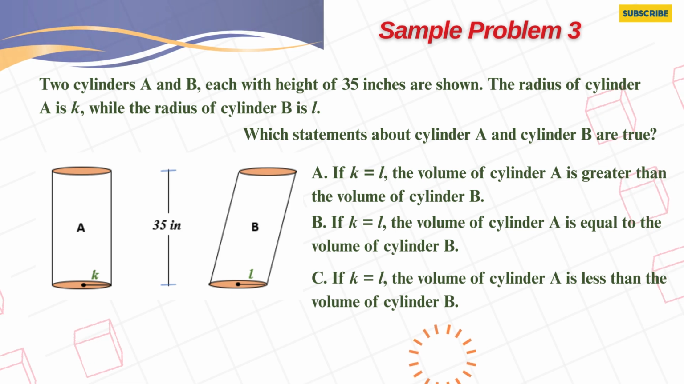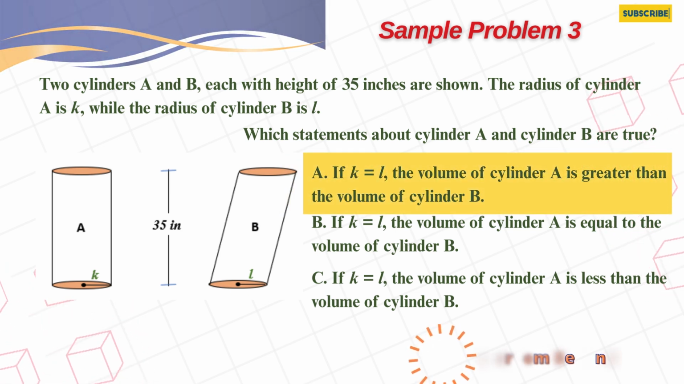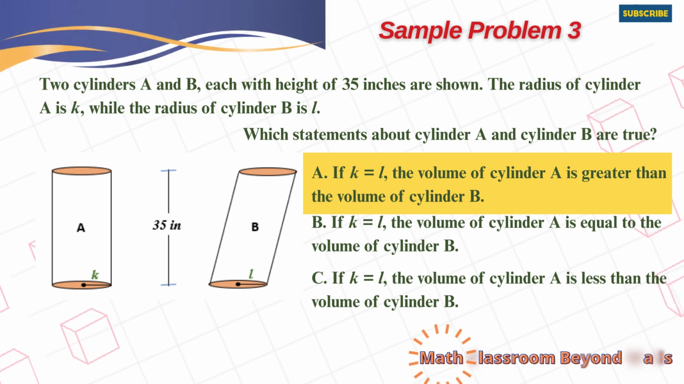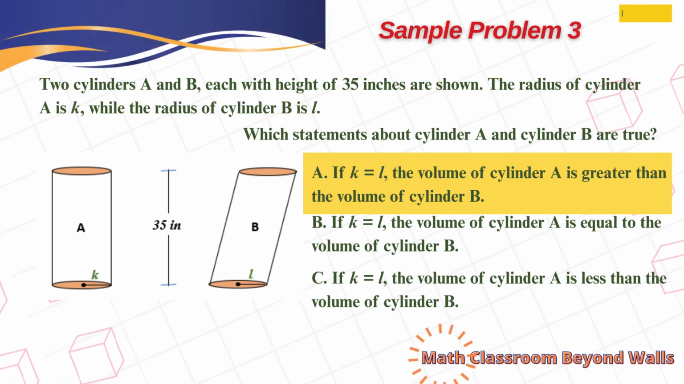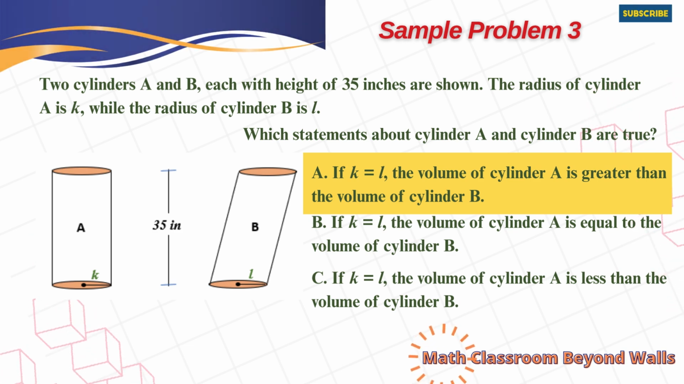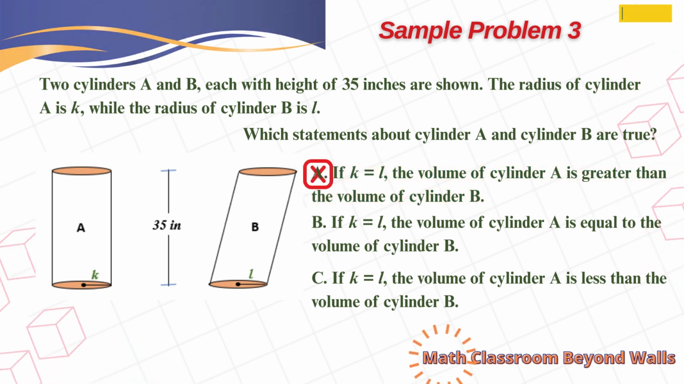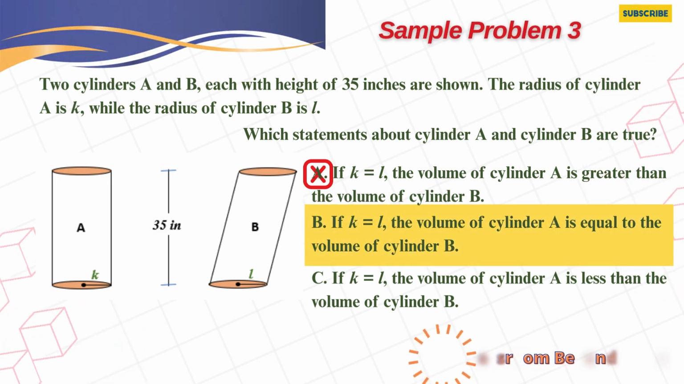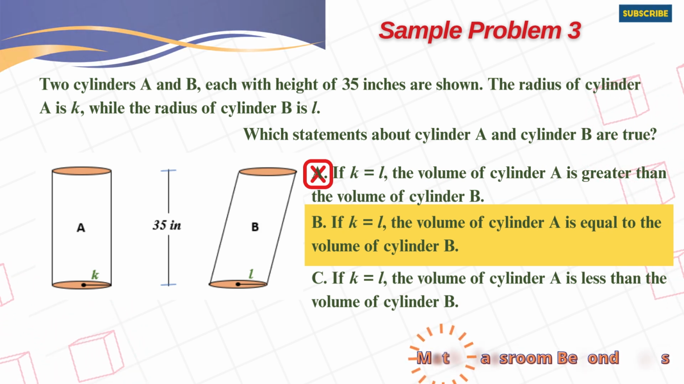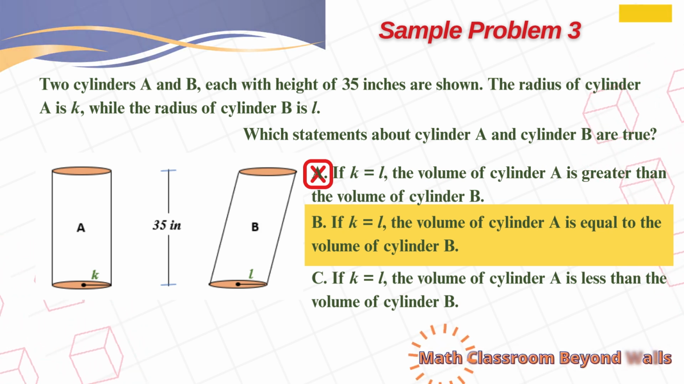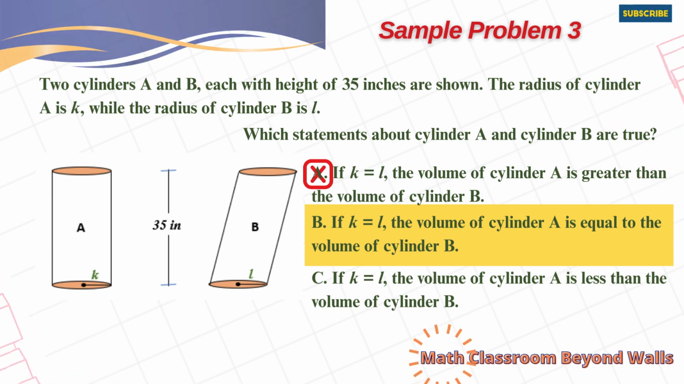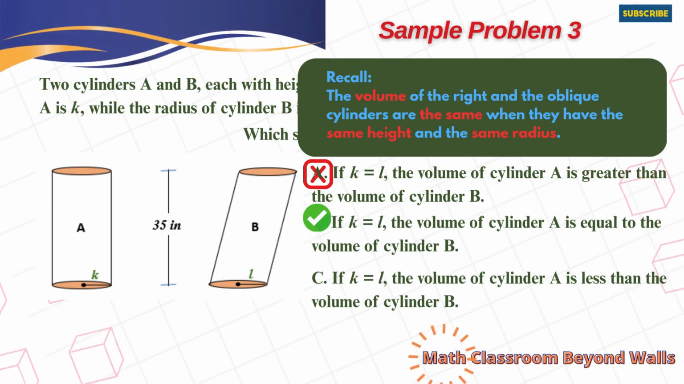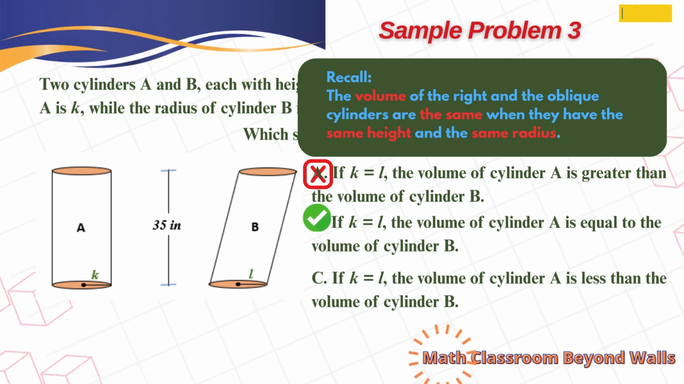Let's go. Okay, we will start with option A. The statement is, if K is equal to L, the volume of cylinder A is greater than the volume of cylinder B. Now, is the statement true or false? Okay, so option A is false. We move on to option B. The statement is, if K is equal to L, the volume of cylinder A is equal to the volume of cylinder B. Now, is the statement true or false? Okay, so this is true. The height is the same, the radius is the same, so the volume of each is the same.